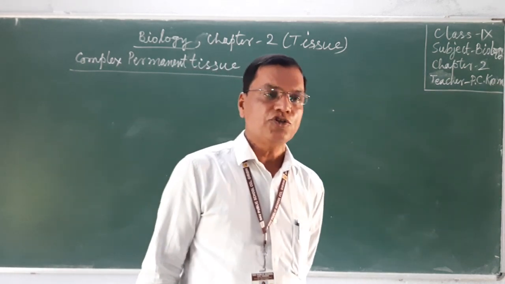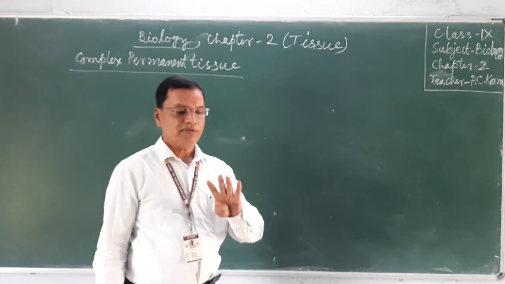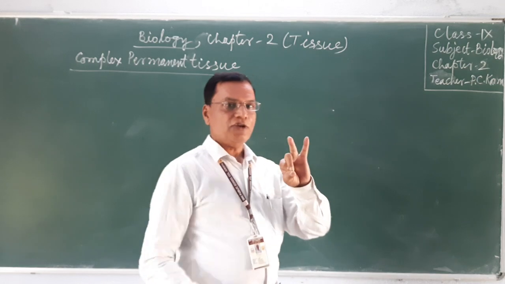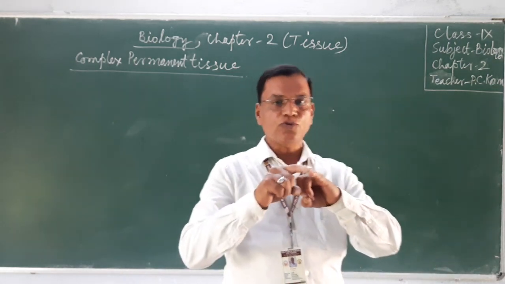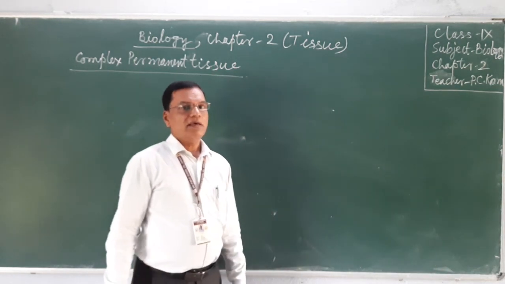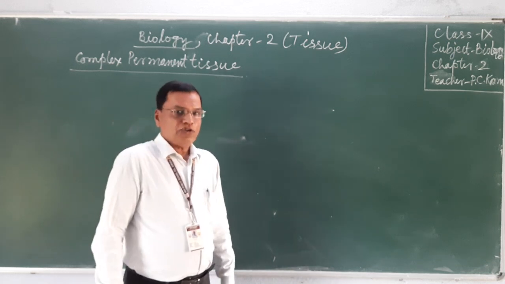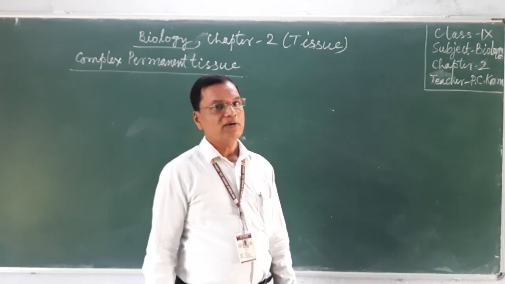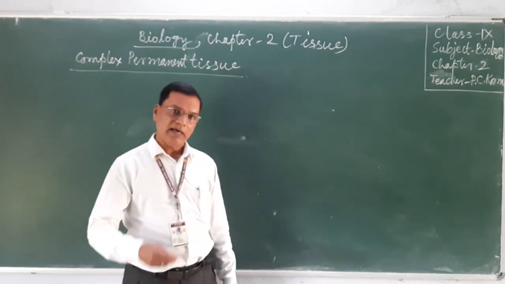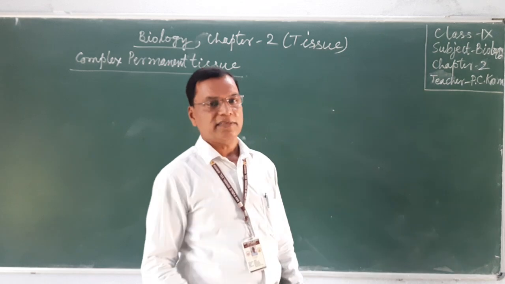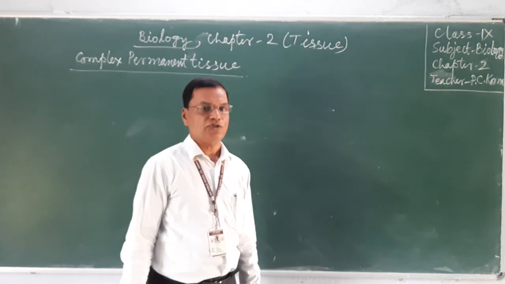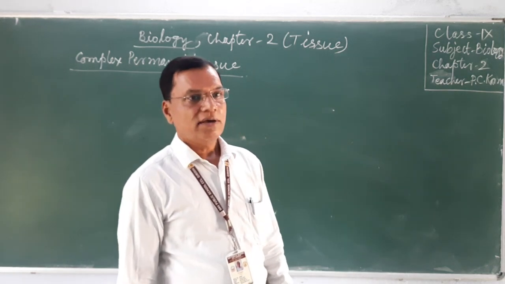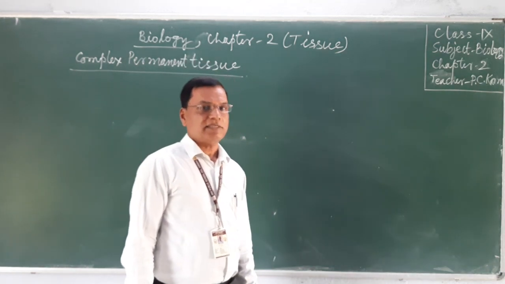This permanent tissue is of three different types: simple permanent tissue, complex permanent tissue and special tissue. This simple permanent tissue is of three different types: parenchyma, collenchyma and sclerenchyma. I have uploaded the video lesson of this simple permanent tissue. Today we shall be discussing the complex permanent tissue.